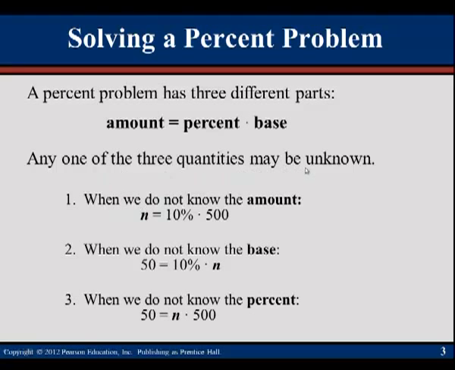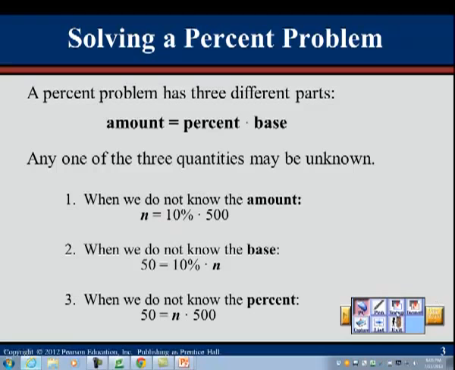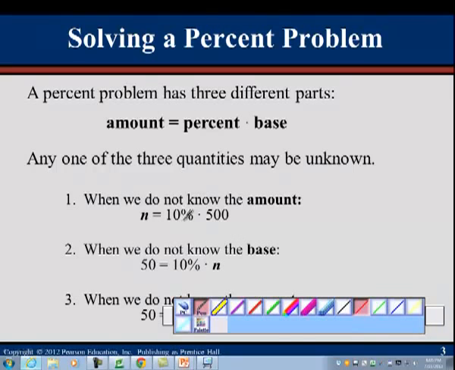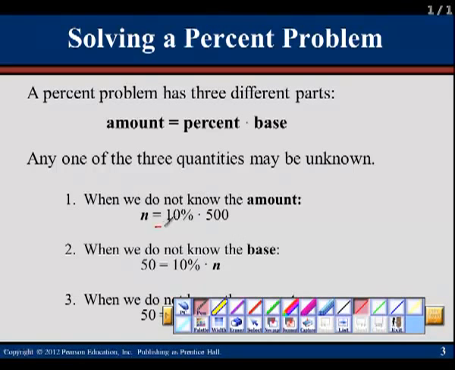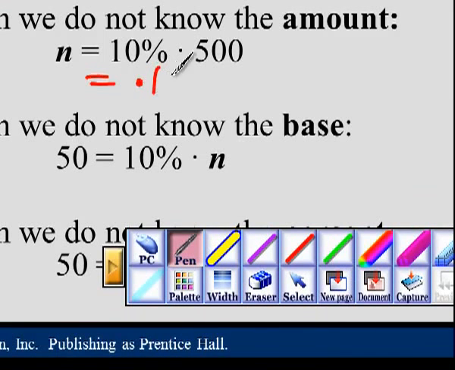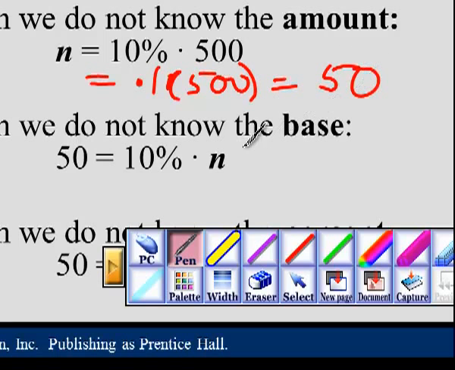there's three basic types of unknowns. The first one is where you don't know the amount, but you do know the percentage, and you do know how much you're multiplying into the percentage. Well, normally for this type of problem, you have to convert the percentage. You always have to convert the percentage to a decimal. So this would be 0.1 times 500, which would be 50.